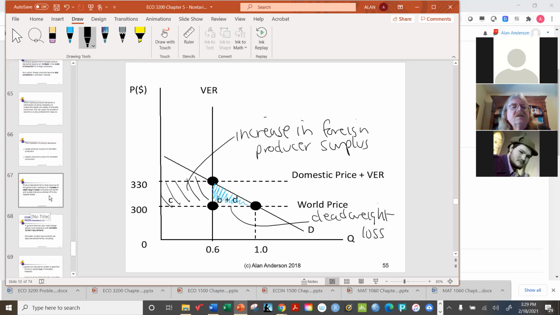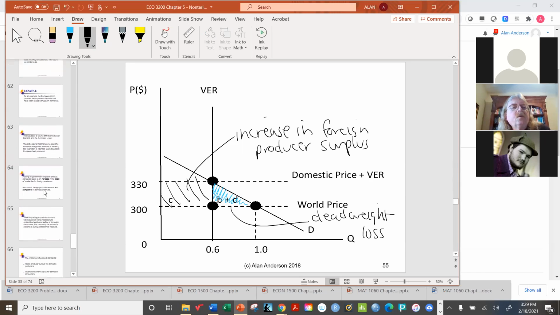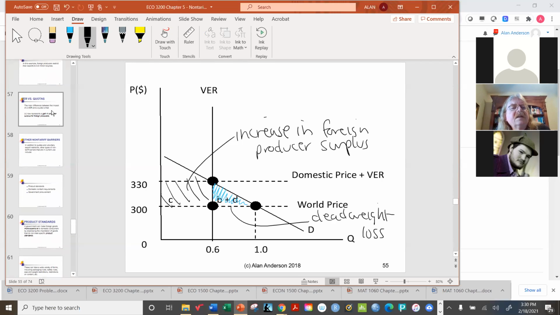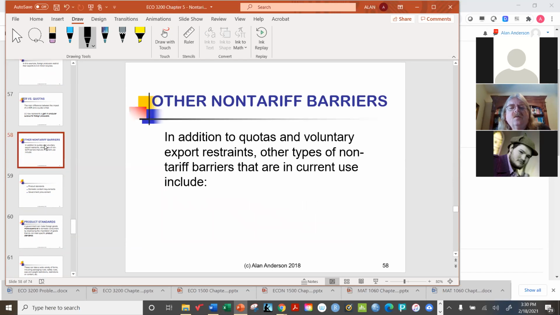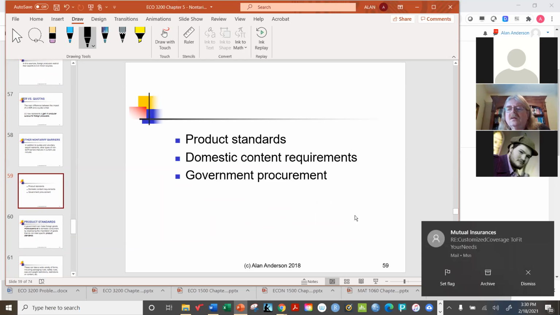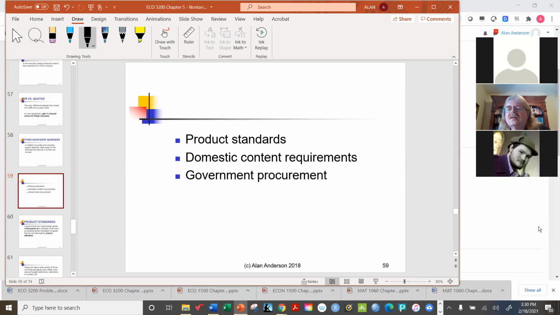Yeah, there's a brief discussion here about other unofficial ways in which countries prevent imports from coming into the country. Let's just quickly look at these because these are not really quotas or tariffs, but they still have the same effect. So we have, for example, product standards, domestic content requirements, government procurement. These are more subtle ways of preventing trade from taking place.